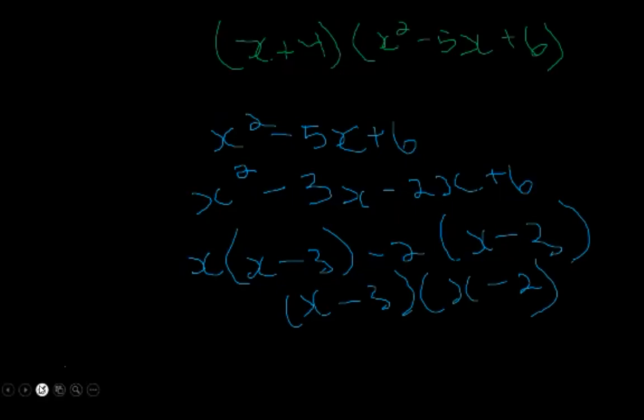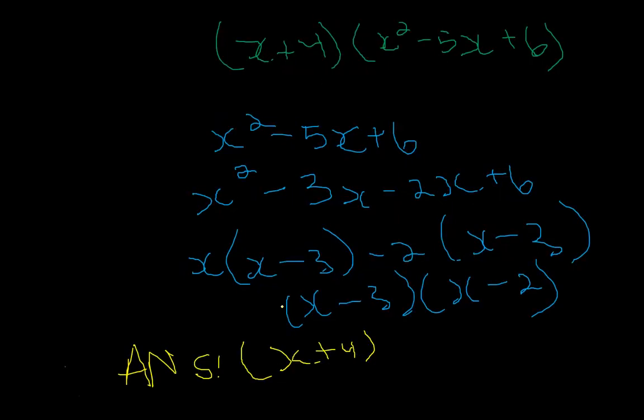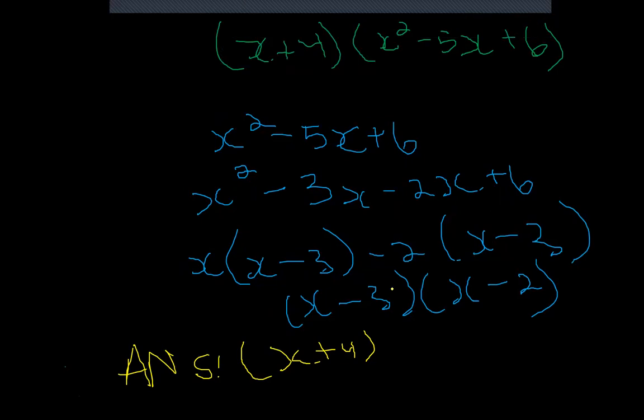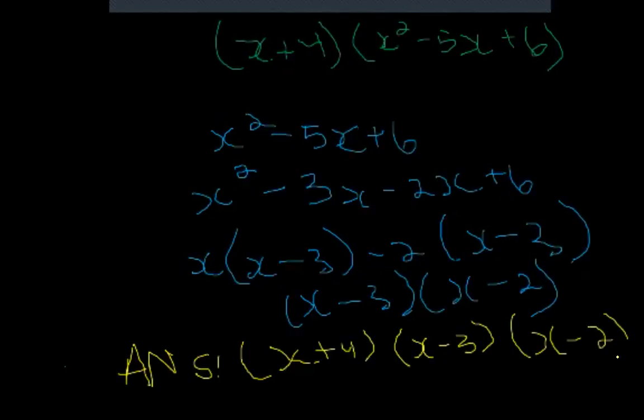So what would I write for my answer here? Because they asked for all the linear factors. Well, the linear factors of the given polynomial expression would be x plus 4. But instead of writing back this quadratic, I know that I can write x minus 3 and x minus 2. So this right here, this is my answer. The factors of the polynomial x cubed minus x squared minus 14x plus 24, the linear factors are x plus 4, x minus 3, and x minus 2.